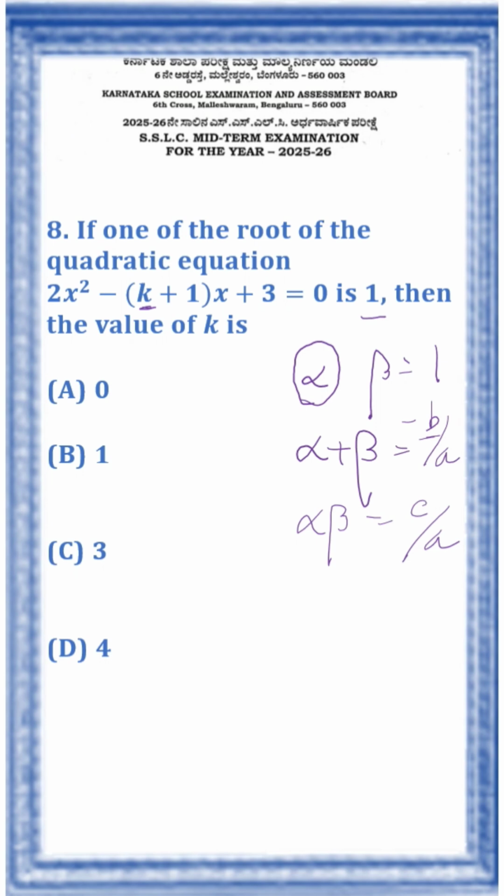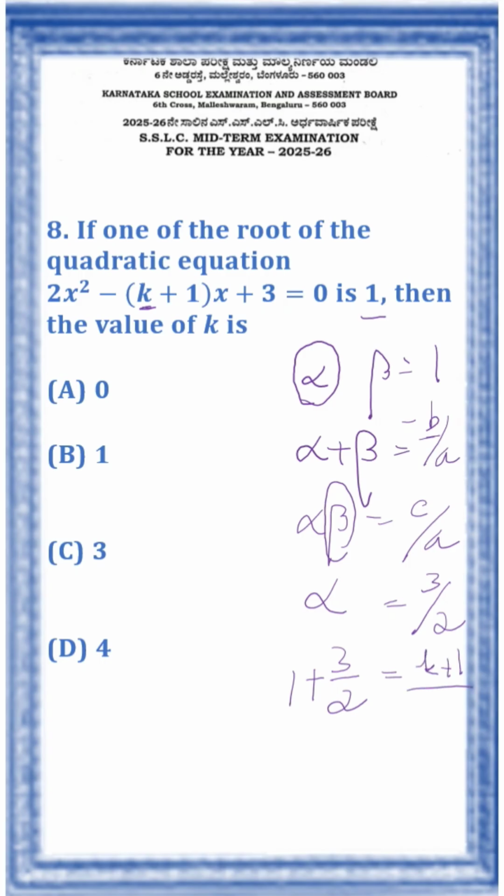Here alpha into beta is equal to c by a. Here beta is equal to 1. So alpha is equal to c by a, c is 3, a is 2, alpha is 3 by 2. Now alpha plus beta is equal to negative of b by a. Alpha is 3 by 2, beta is 1, is equal to negative of negative of k plus 1, that is k plus 1.